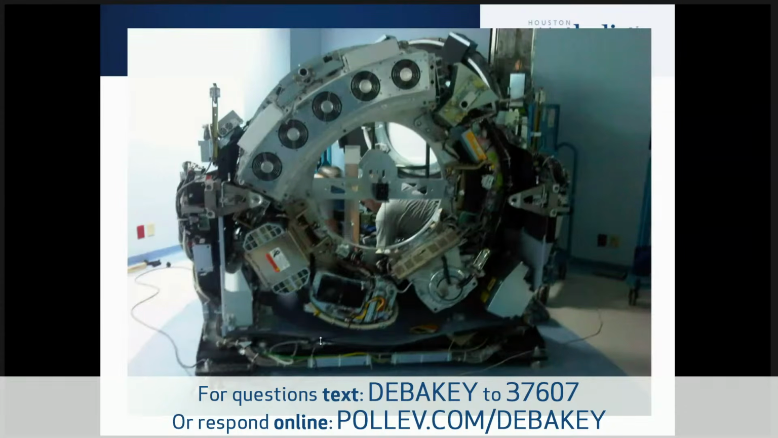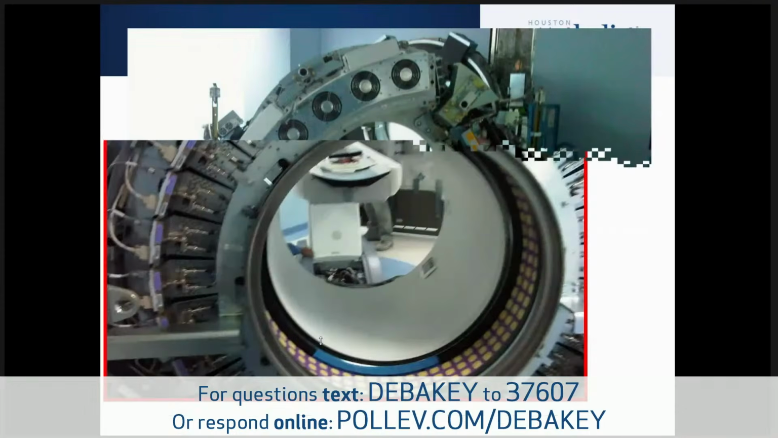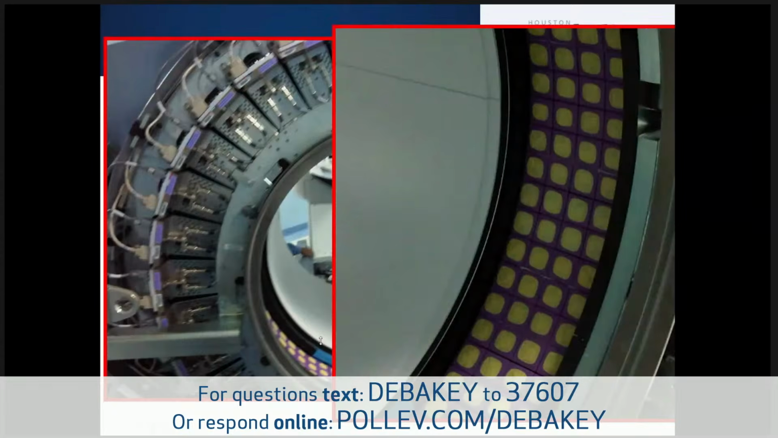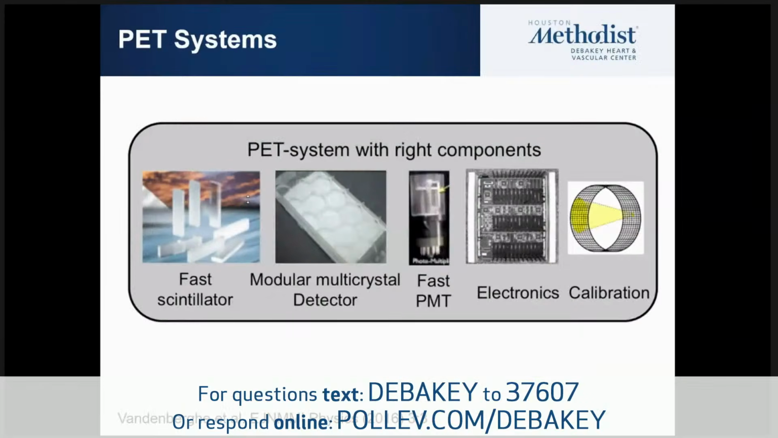So the first difference between SPECT and PET is that in PET we have a full circle of detectors around the patient. Now, each one of these we call a detector unit. So here you see each yellow box is a detector unit, and I'm going to take you even deeper and see what's inside that. So that unit is composed of a few things. It has initially the detector itself.